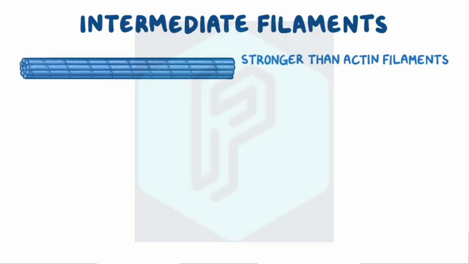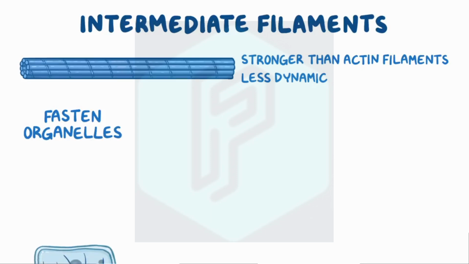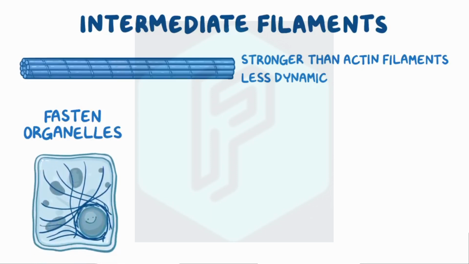Finally, there are the intermediate filaments, which fall in between actin filaments and microtubules in terms of size. Intermediate filaments are made of interlaced threads of protein, like a rope. This makes intermediate filaments stronger than actin filaments, but also less dynamic. Intermediate filaments mostly fasten various organelles like the nucleus in place within the cell.